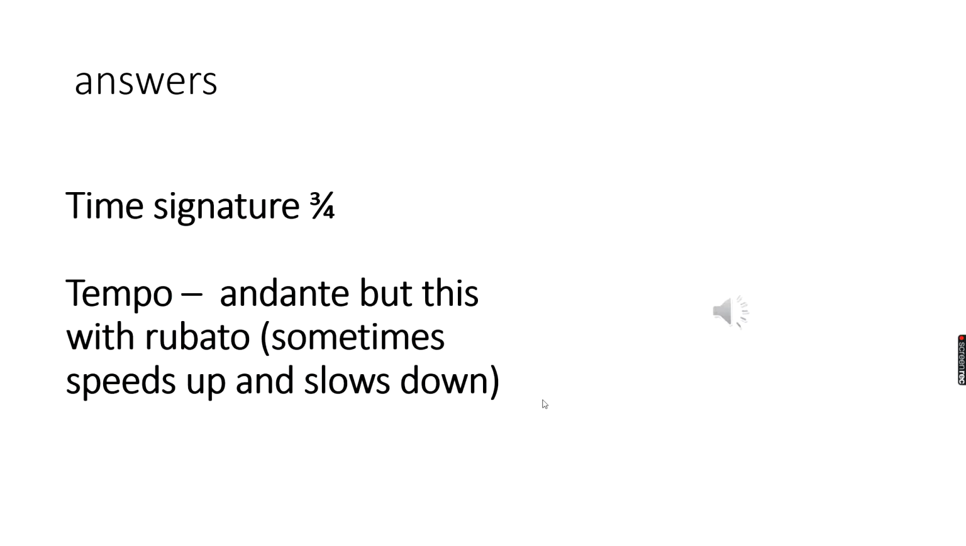So the answer was 3/4 time signature. The tempo was andante, but it also had rubato. So it sometimes sped up, sometimes slowed down. So here it is again. Find the pulse, and you'll feel that sometimes the pulse is going quicker and sometimes it's going slower.